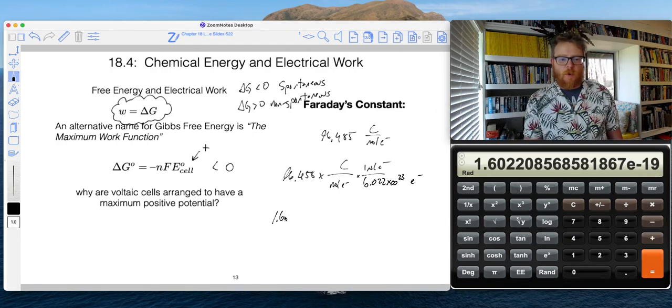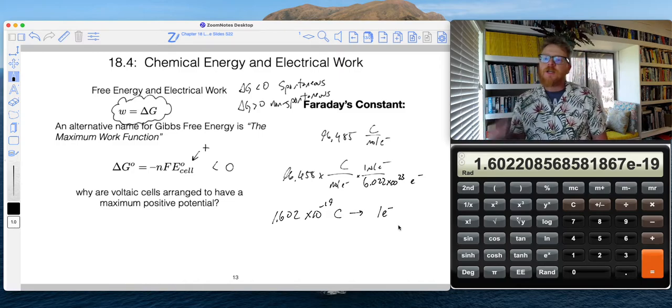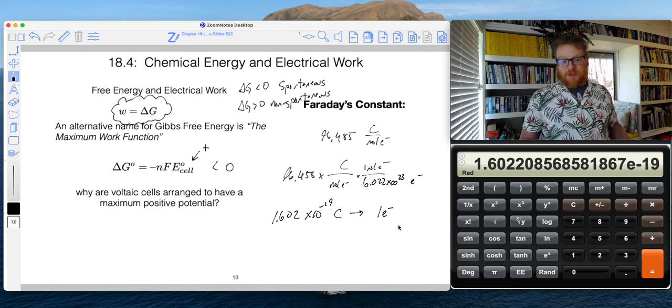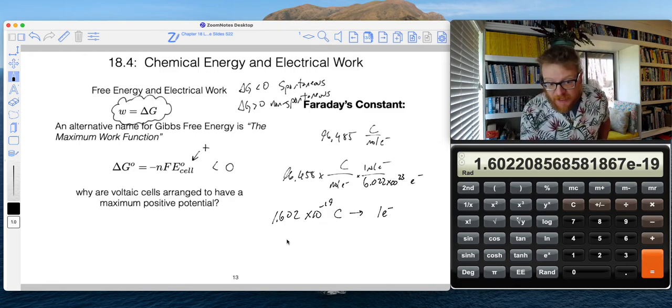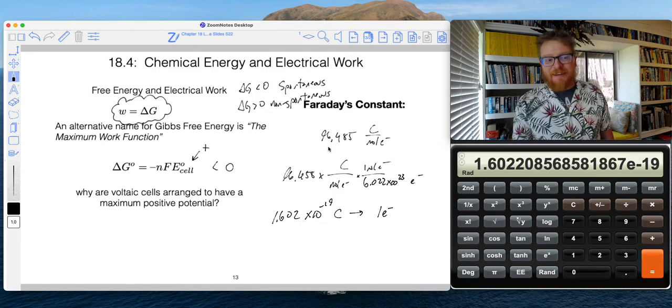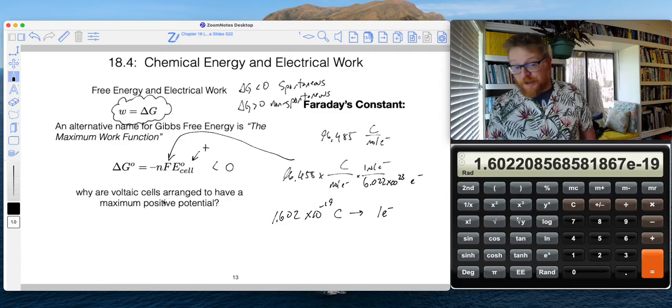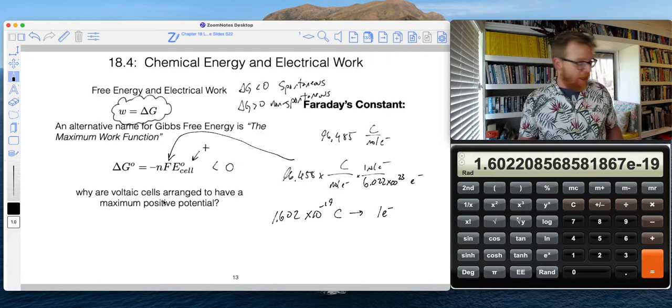So 1.602 times 10 to the minus 19 coulomb is the charge of one single electron. So this is exactly what's giving us work in an electrochemical cell. Every one of those electrons gives us 1.602 times 10 to the minus 19 coulomb. A mole of those gives us 96,485 coulomb, right? And we can see that as a principal factor determining how much work our cell can do, the charge of an electron, okay?